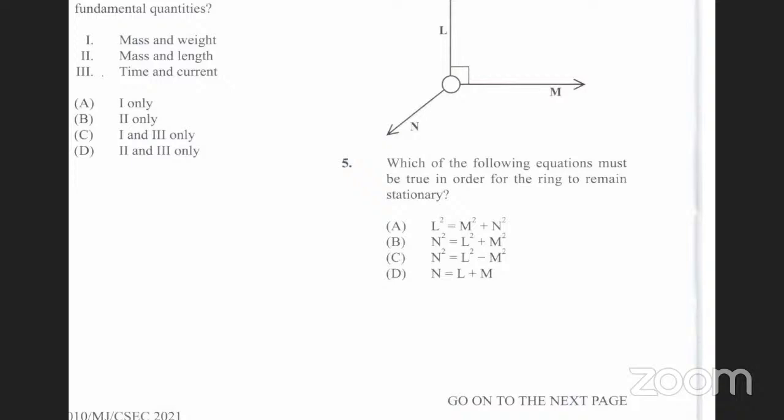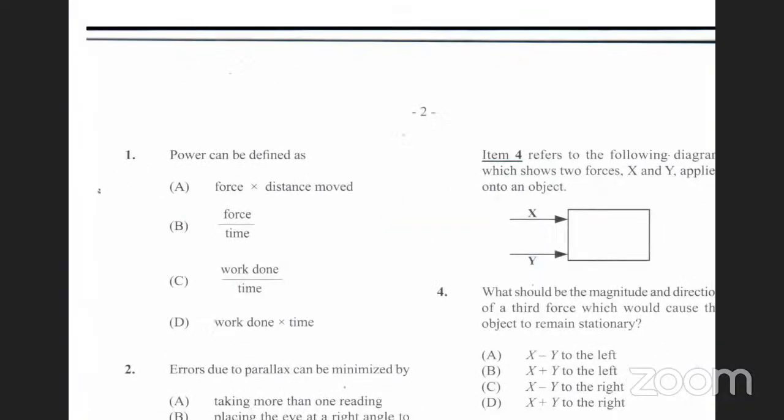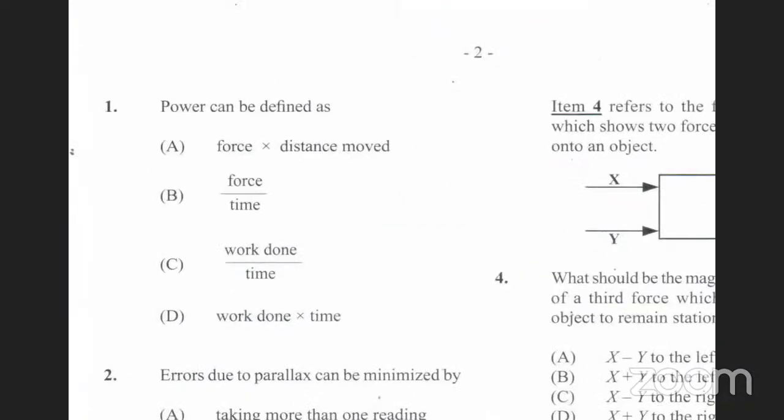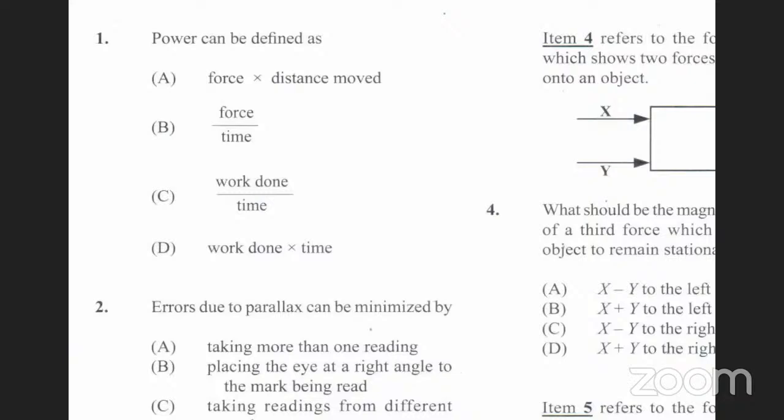Time. Yeah. All right, let's go. So analyze all that. All right, number one. Too bad, we had to continue. Number one is what? C. Right? Number one is C. Good. Work done on time.